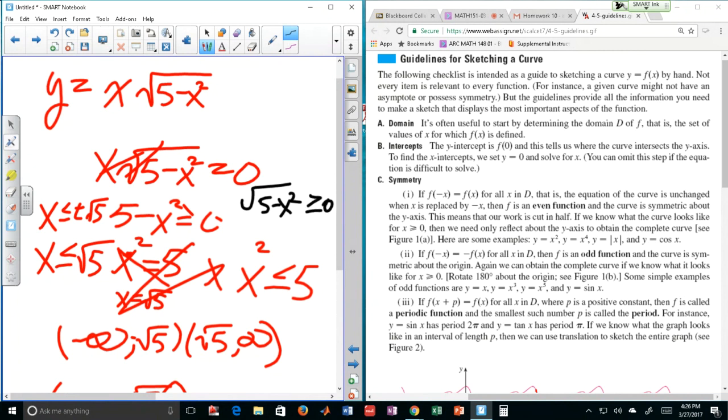So when you square it though, this has to be greater than or equal to 0, and negative of 5 minus x squared has to be less than or equal to 0. That's what I was thinking, but I didn't know where it went. And then you solve for it.